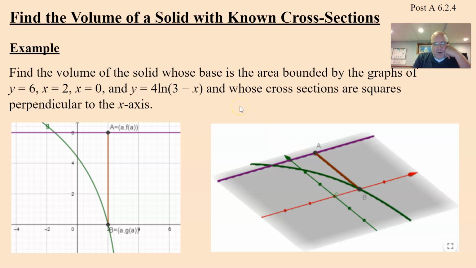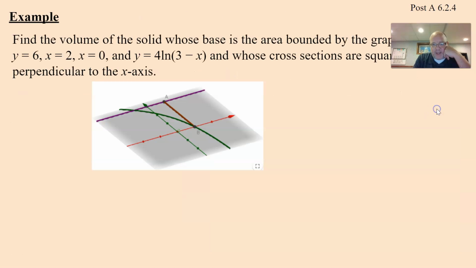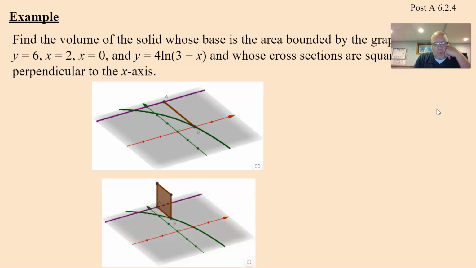Now, it's hard to imagine, but we're going to be putting squares in this shape right here, in this area bounded by these lines. But the squares are going to be perpendicular to the x-axis. That means the sides of the squares themselves are going to be perpendicular to this red x-axis right here. So what does that look like? Well, if we just put one square in there, this is what that one square is going to look like. It's going to come up off the paper.